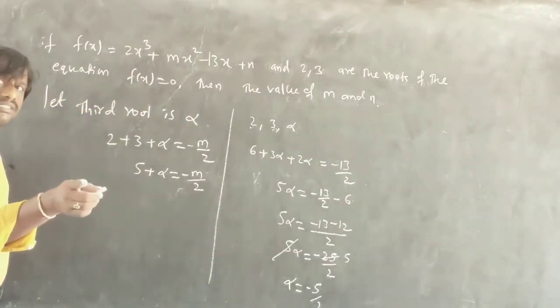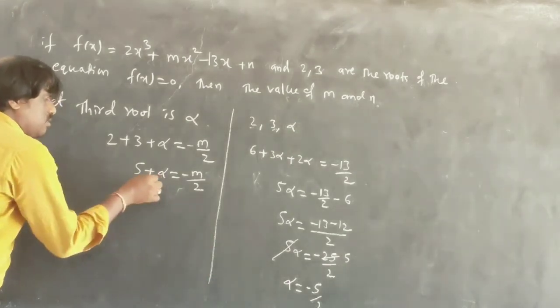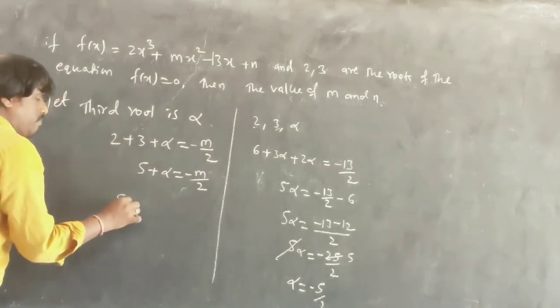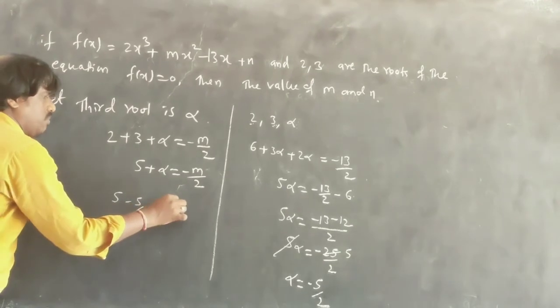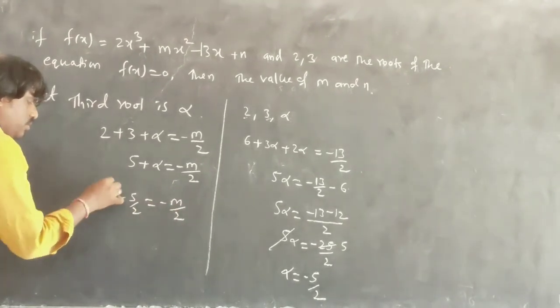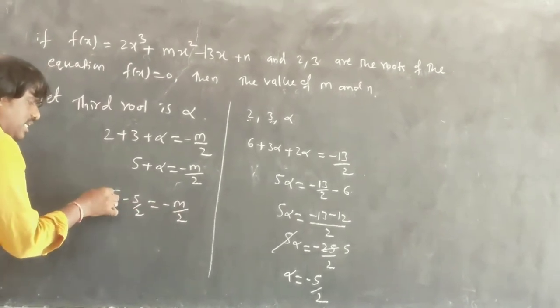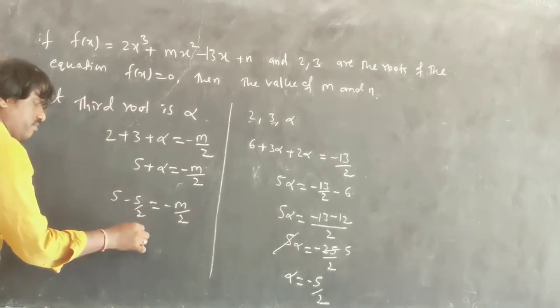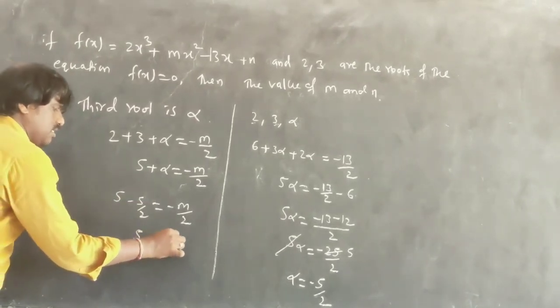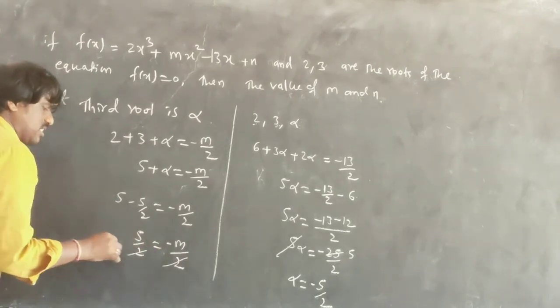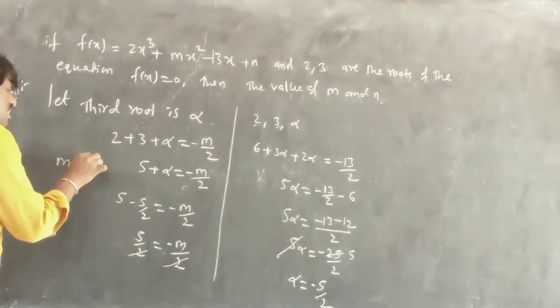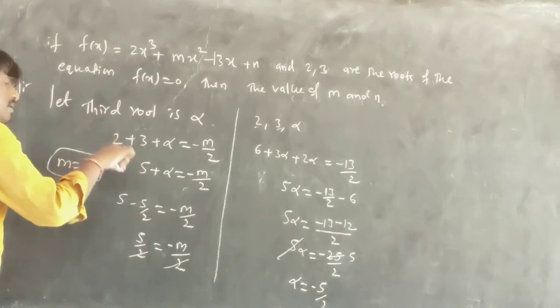So hope you understand, correct? I am substituting alpha here: 5 minus 5 by 2 is equal to minus m by 2. If we take the LCM of this, 2 fives are 10, 10 minus 5 will be 5. So 5 by 2 is equal to minus m by 2. So 2 gets cancelled, m is equal to minus 5. The m value I got is minus 5.